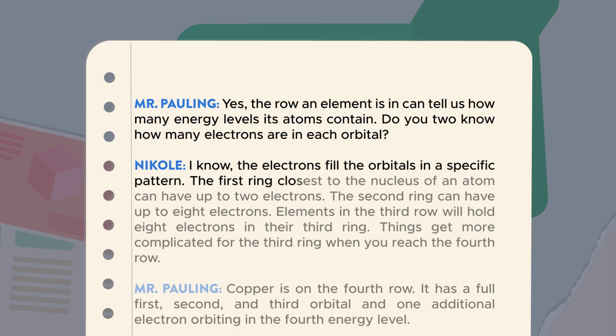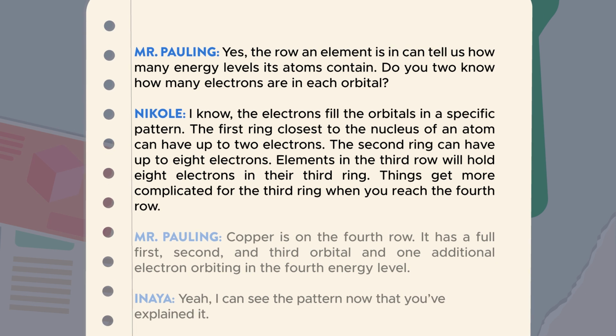The first ring closest to the nucleus of an atom can have up to 2 electrons. The second ring can have up to 8 electrons. Elements in the third row will hold 8 electrons in their third ring. Things get more complicated for the third ring when you reach the fourth row.